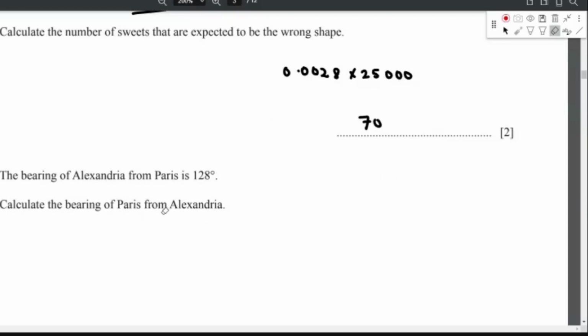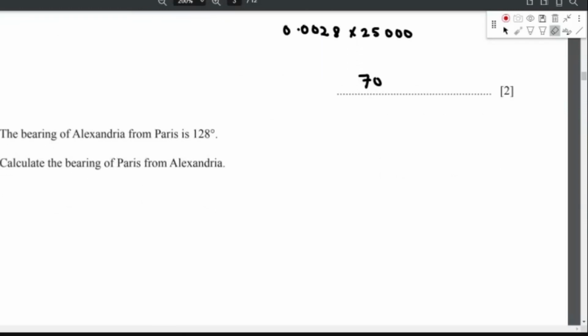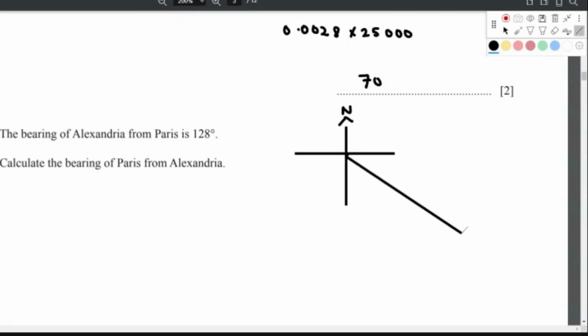The bearing of Alexandria from Paris is 128. Now let's draw that first. So let's look at that. That's your north. The bearing of Alexandria from Paris is 128. So now this is Paris. 128 will be somewhere here, right? So there.